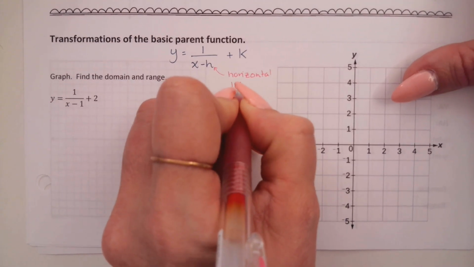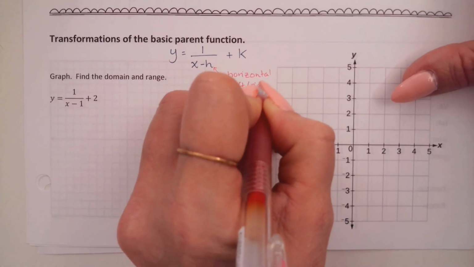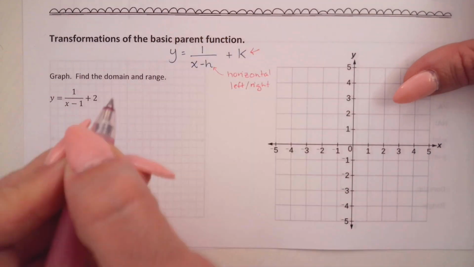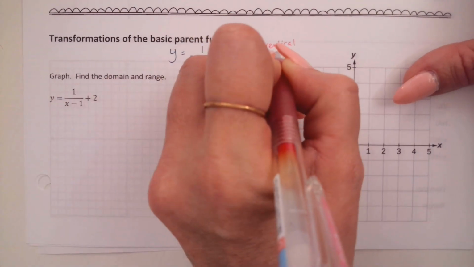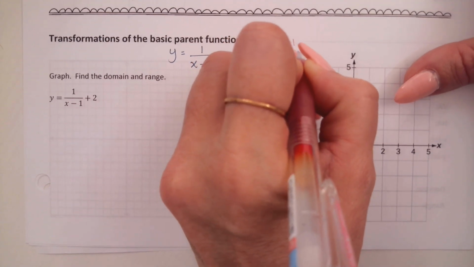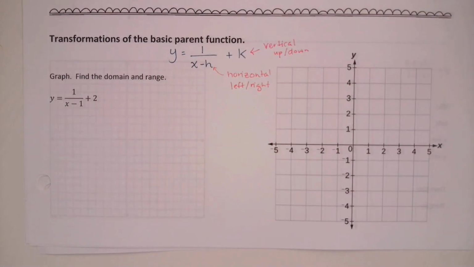So left, right. The K is the vertical translation, just like it always is. This is the one that moves up or down. And which one moves backwards from what our brain wants to think? The horizontal one, the X one, right?